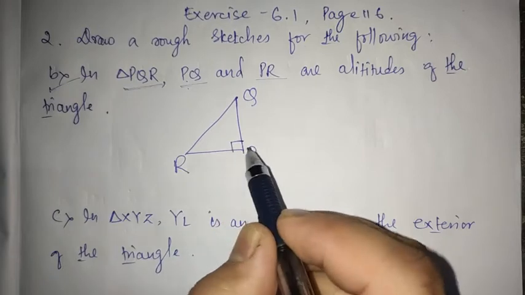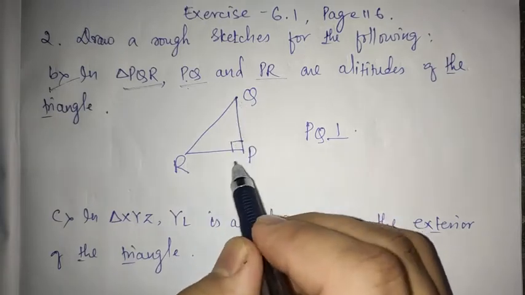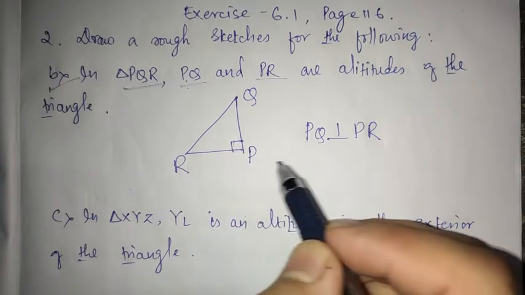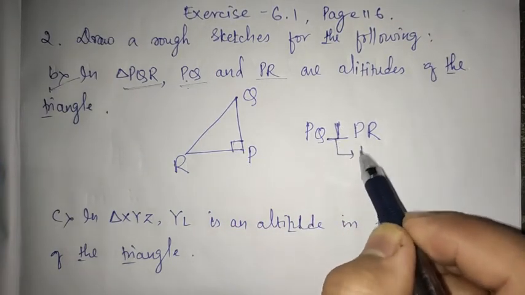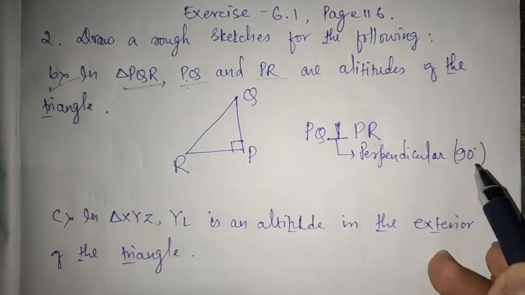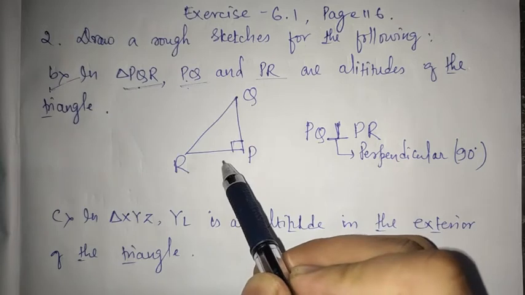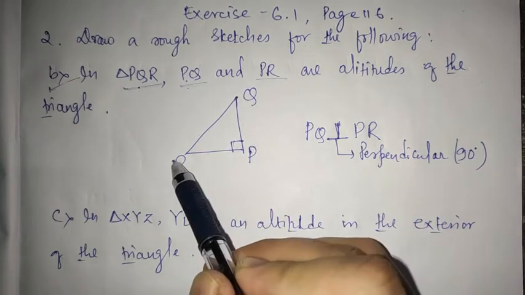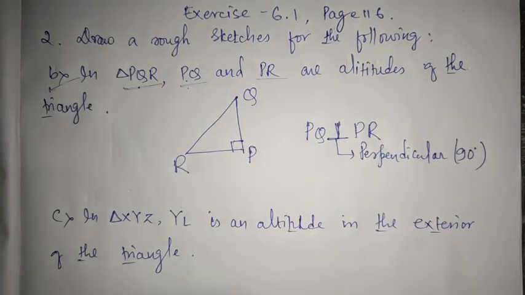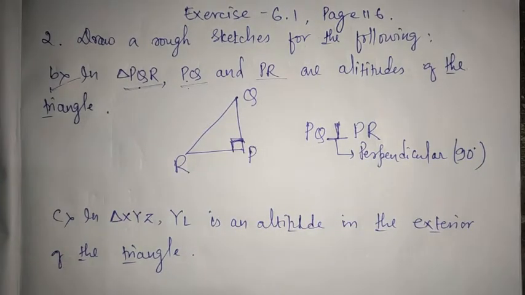They have asked that PQ and PR are altitudes. Altitude means they are perpendicular to each other, alright. So PQ is perpendicular to PR. Perpendicular means they are at 90 degrees, alright. This sign represents perpendicular. Perpendicular means it is a right angle triangle and it is 90 degrees. So here the figure would look like this, in which in triangle PQR, PQ and PR are altitudes of the triangle. Altitude means just like this, denoted by a right angle and perpendicular sign.